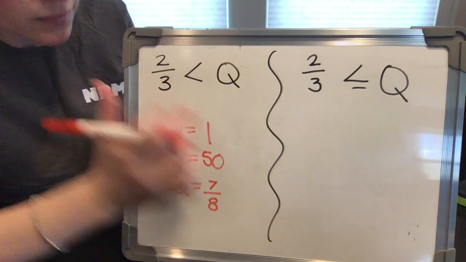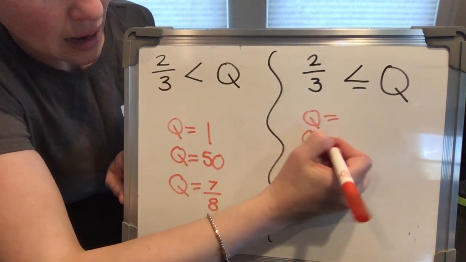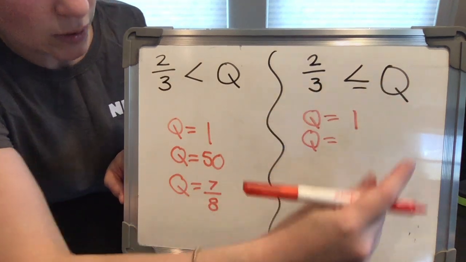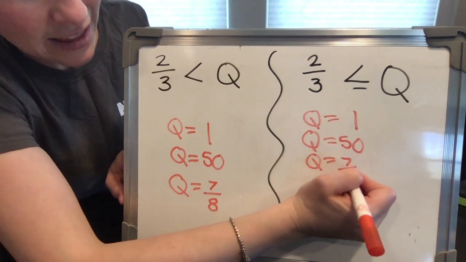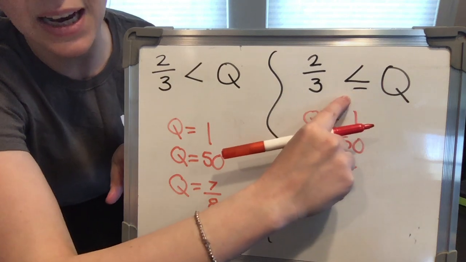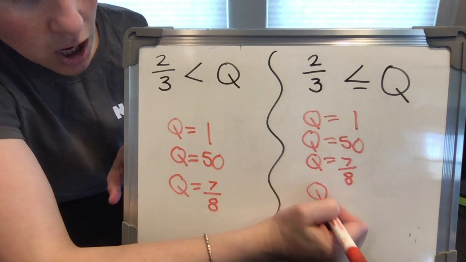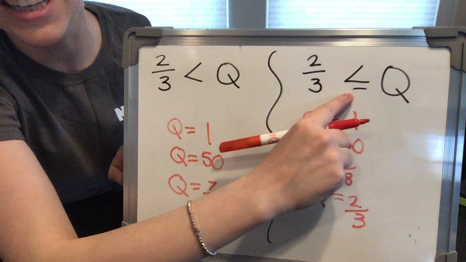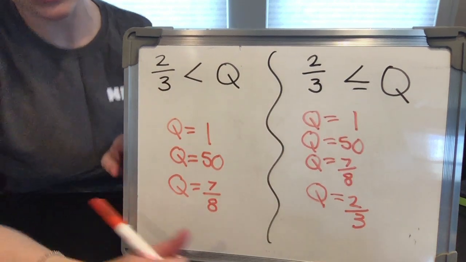Now, over here, it's the same thing. We can have all of the options we came up with that are greater than 2/3. We can have Q equals 1/2. We can have it equal 50. We can have Q equals 7/8. But because we have this symbol where we also have this equal sign, that means Q is greater than or equal to 2/3. The other one we can add to this list over here is 2/3, because of this little line underneath my inequality, we can also equal 2/3 exactly.